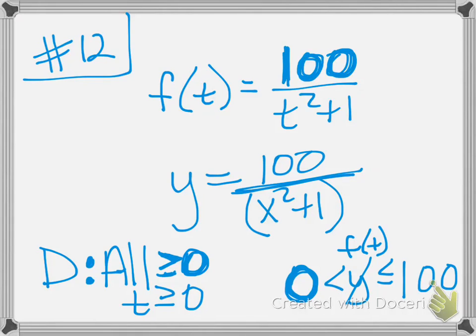So I'm looking for the answer choice that says the domain is t greater than or equal to 0, and the range is f of t is between 0 and 100, and your answer choice that fits this is A.